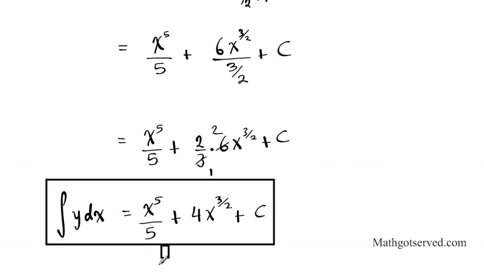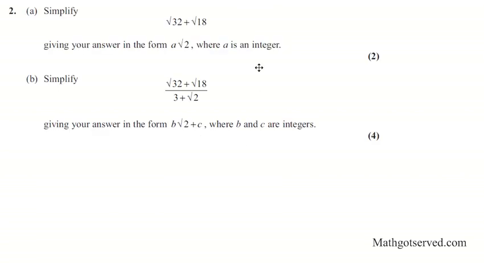Alright, now let's move on to question number 2. In question 2, we're going to apply our knowledge of the simplification of surds and also the rationalization of surds, okay? So let's start with the A part. We're asked to simplify the surd root 32 plus root 18, okay?